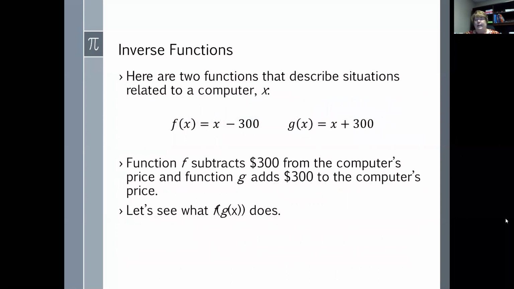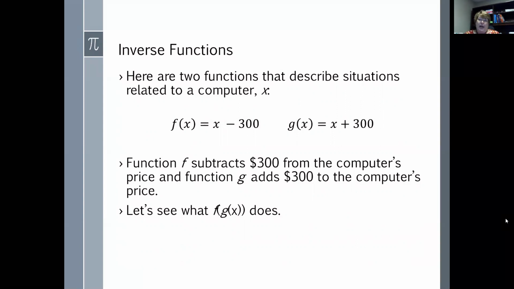Now let's look at it in terms of writing equations. So here are 2 functions defined by equations. These 2 functions describe situations related to some computer, x. The first function is f of x equals x minus 300. And the second function, g of x, takes x and adds 300. So function f subtracts, I guess, $300 from the computer's price, and maybe function g adds $300 to the computer's price.